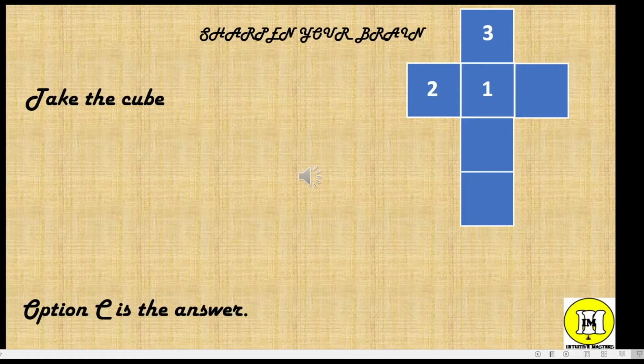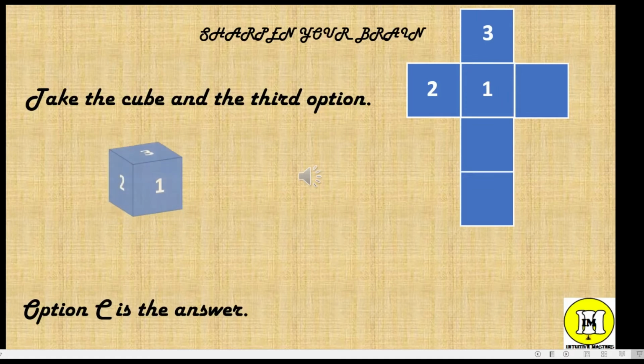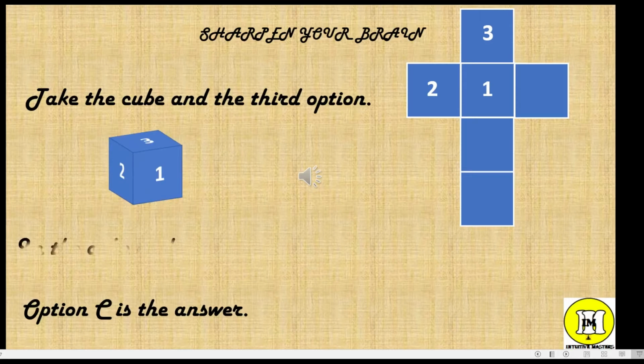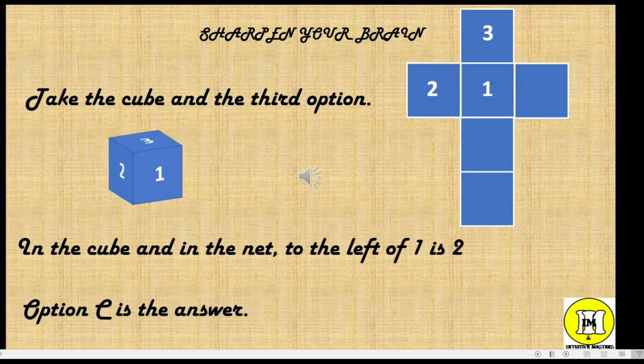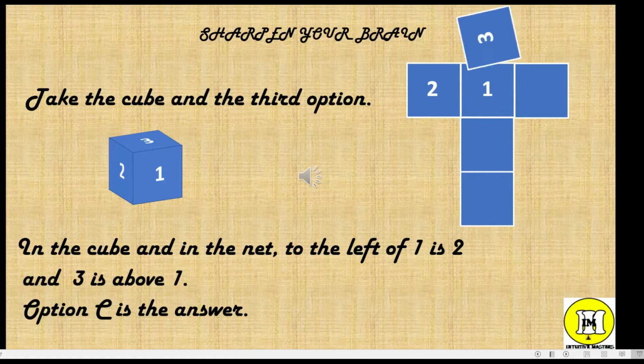Take the cube and the third option. In the cube and also in the net, to the left of 1 is 2, and 3 is above 1. Option C is the answer.